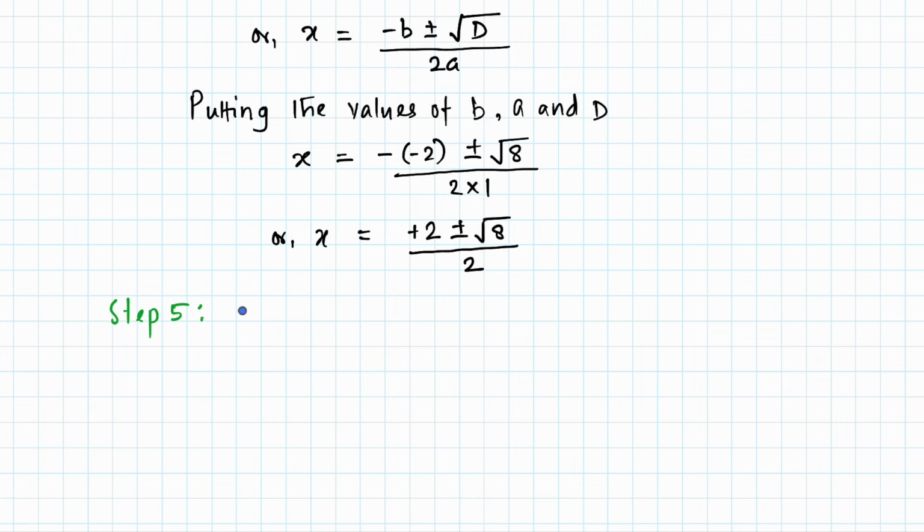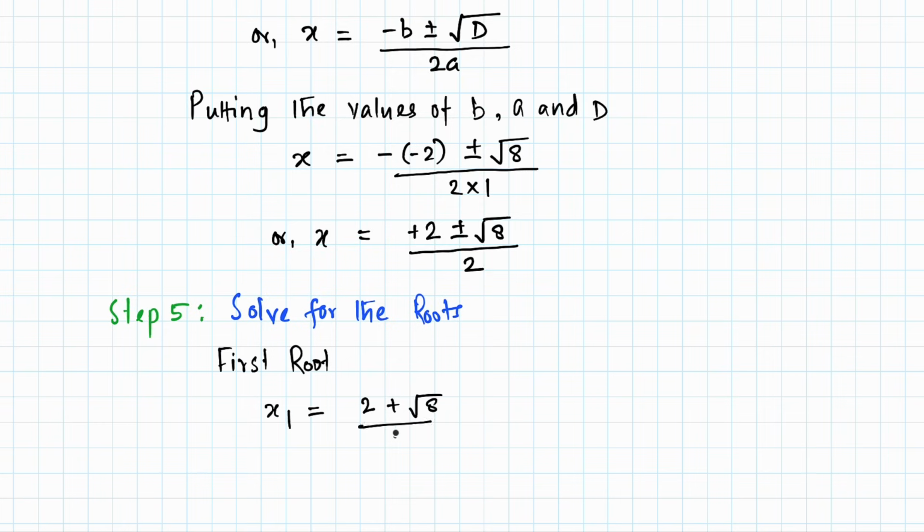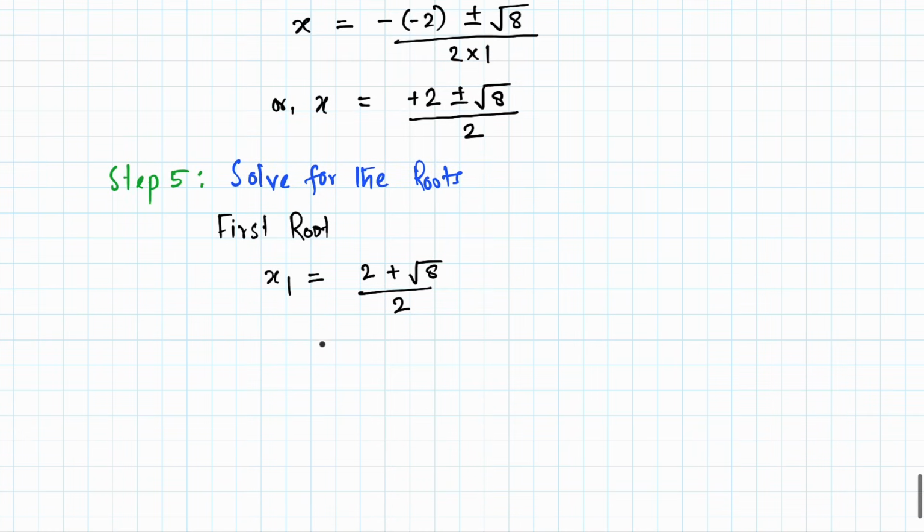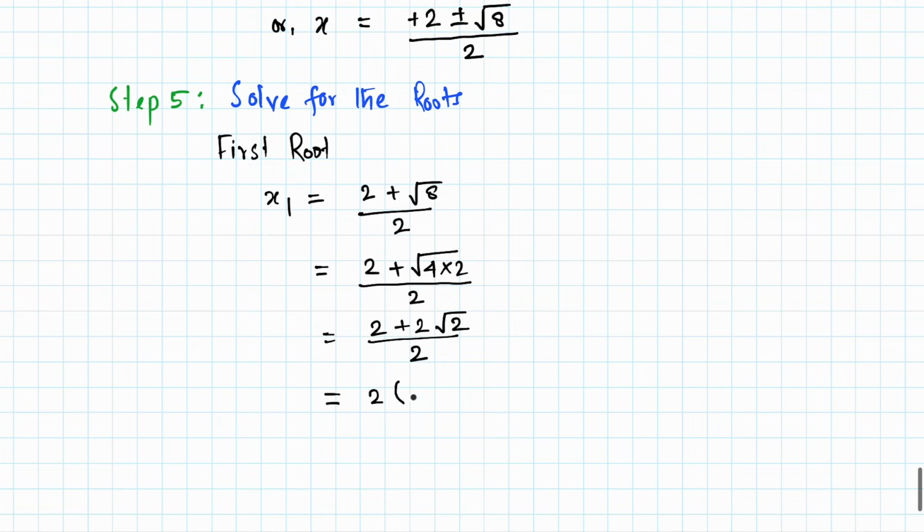Now step 5 will solve for the roots. So the first root is x1 equal to 2 plus root over 8 by 2, which is equal to 2 plus root 4 into 2 by 2. Now the square root of 4 is 2, so 2 will come out. So 2 plus 2 root 2 by 2, we can take 2 common and it becomes 1 plus root 2.